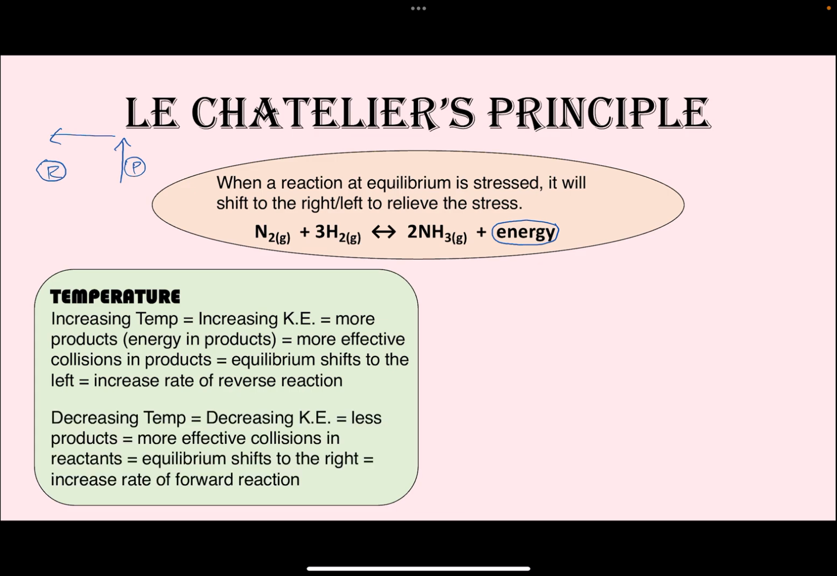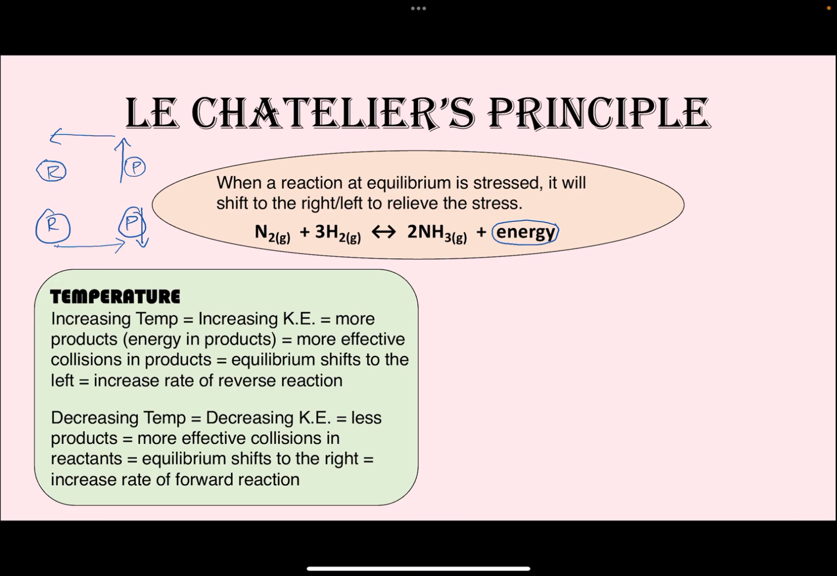So if we decrease the temperature, it's going to be the other way. Here's your reactants, here's your products. We are decreasing the heat energy. That means we have less energy on the product side now. So now it's going to go to the right, and we are increasing the rate of the forward reaction.